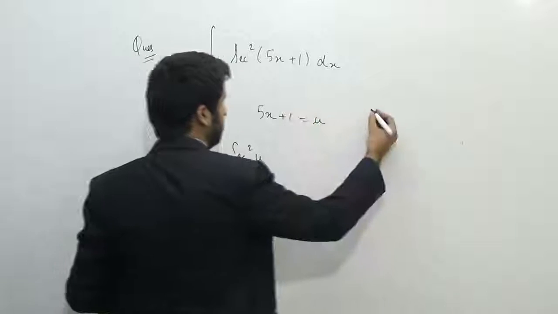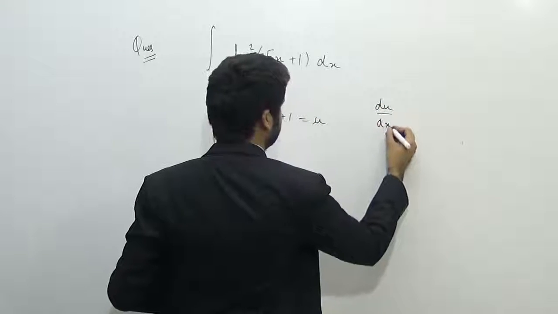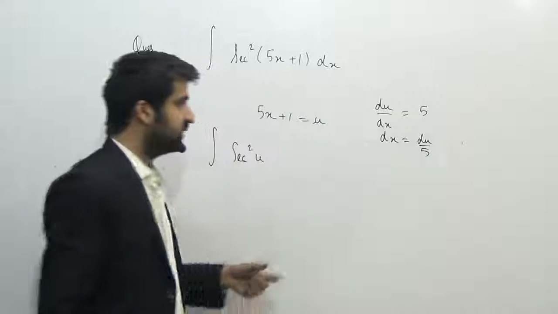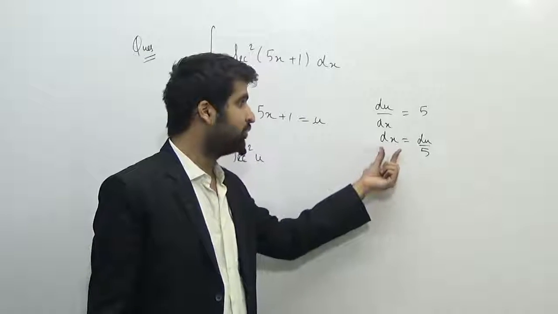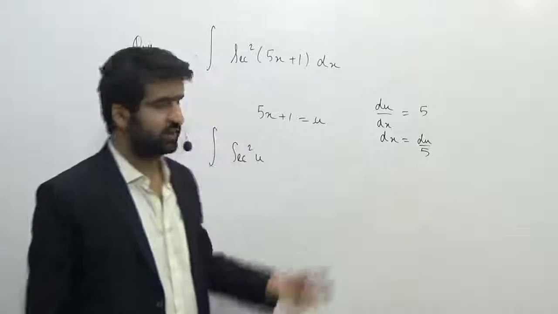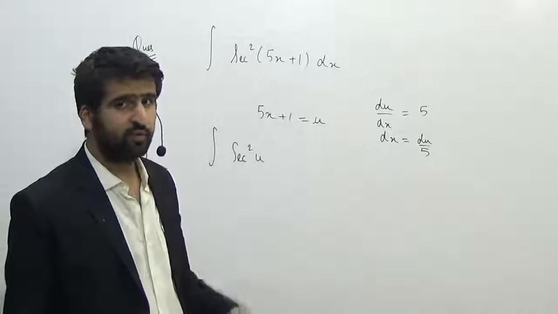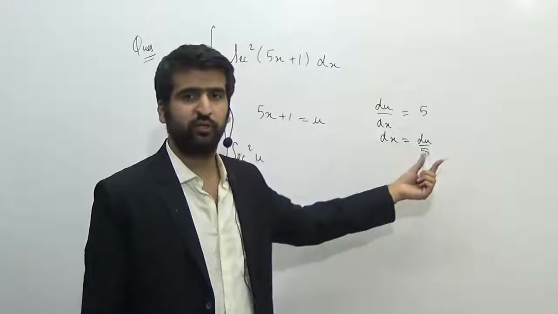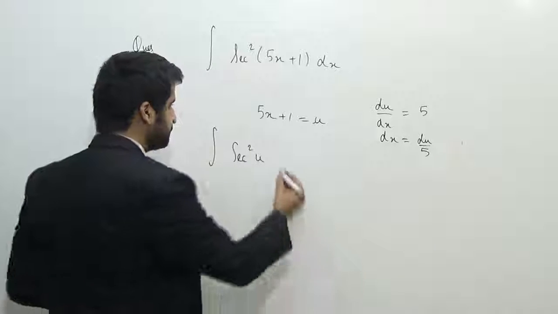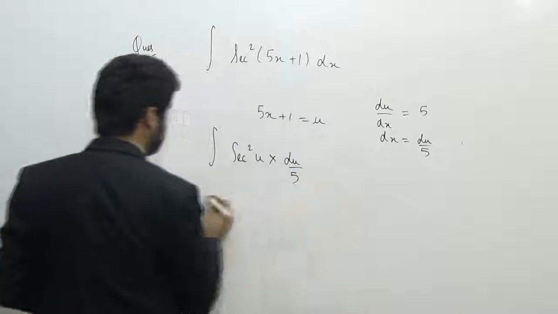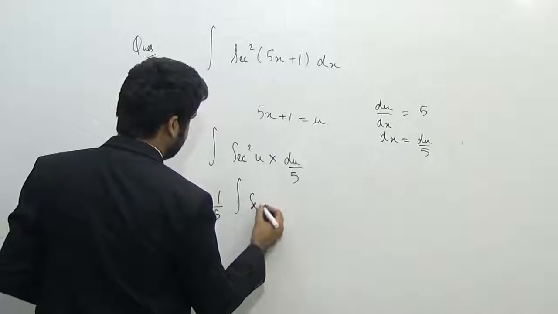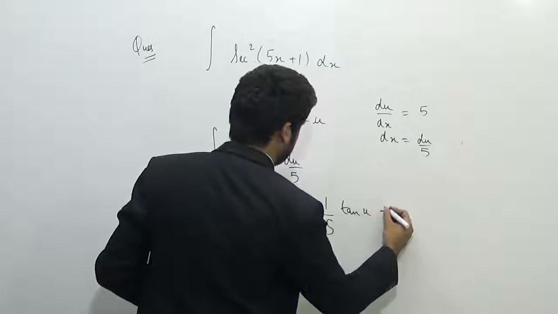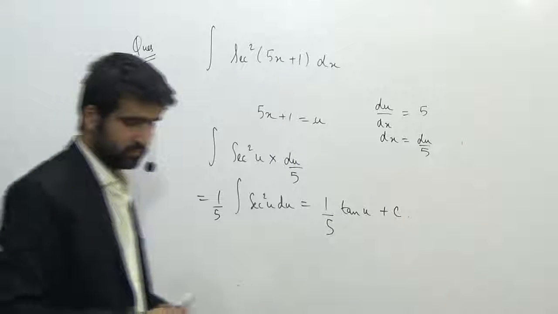So now differentiate this one, you will get du upon dx is equal to 5. Therefore dx can be written as du upon 5. Now in this case, the derivative is not mentioned. You have to convert dx into du, right? Because I wrote it down in the notes that first of all replace all x by u, and then convert this dx into du, and the dx can be converted into du in such a way, multiplied by du upon 5. So this will become 1 upon 5 times secant square u du, which is equal to 1 upon 5 tan u plus c. So this is the final answer.